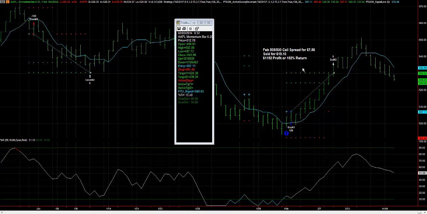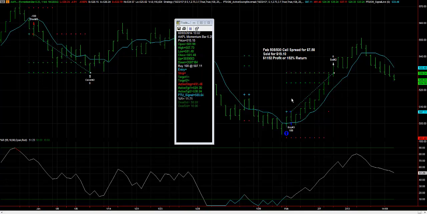So I bought this position for $7.58. So for each spread that I put on, that's $758 per spread, because each option gives me control of 100 shares of Apple stock. Now I sold out of that position once we hit the second target.